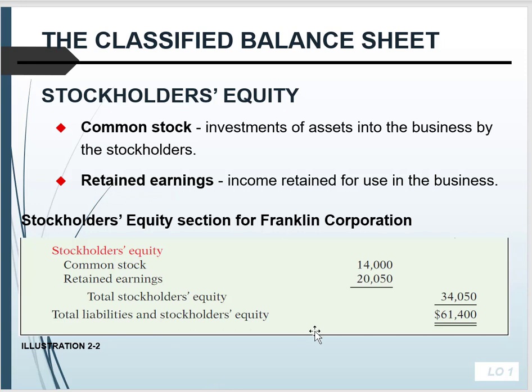Now, I've talked about retained earnings in previous videos. This is profit that's been retained for use in the business. I don't like the word retained. This is money that's already been reinvested into assets, right? We've already used that for the left-hand side of the balance sheet.